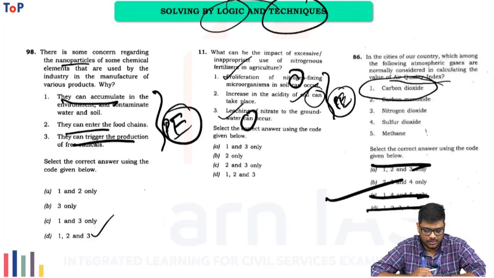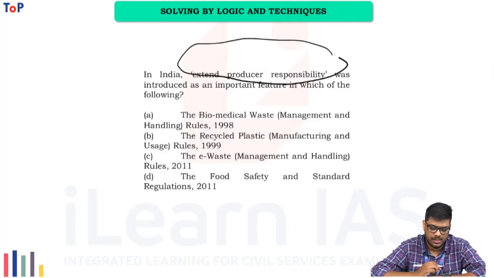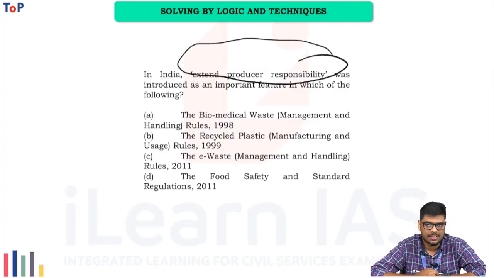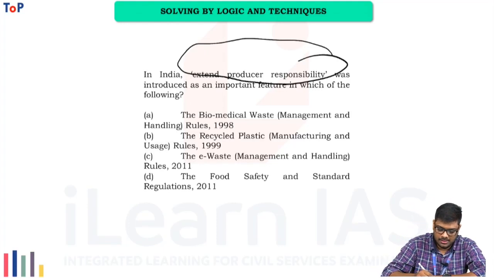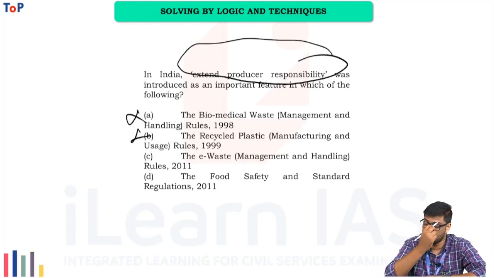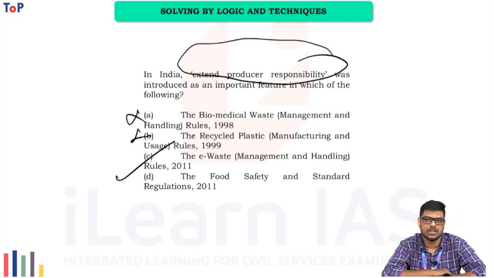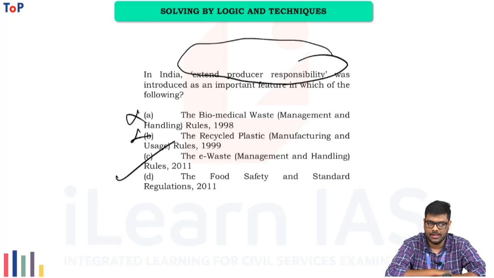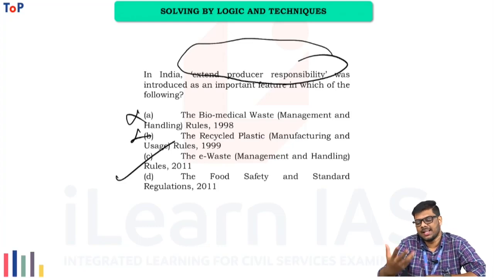Getting it? And this one, extended producer responsibility. I think I had explained it in the earlier slide. See, these two can be eliminated using our logic, and this can be the correct answer, e-waste management rule, as I explained in the earlier portion of this video. So these are the insights I can give you in the pollution portion.